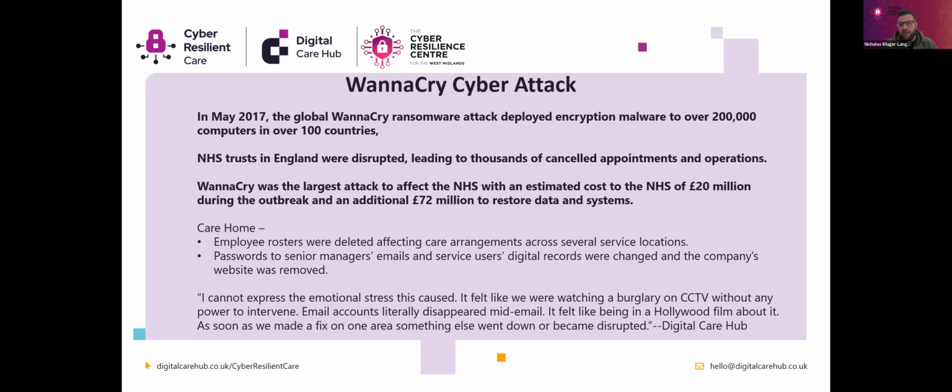This is some information about the WannaCry attack. I'm not going to read it, so you're going to have the slides, but it's estimated that it cost the NHS nearly 100 million to restore data and systems. It is worth noting, though, it's not about the money, it's also about the disruption to people's lives. You think about the cancellation of appointments, operations, and people not having access to the healthcare system.